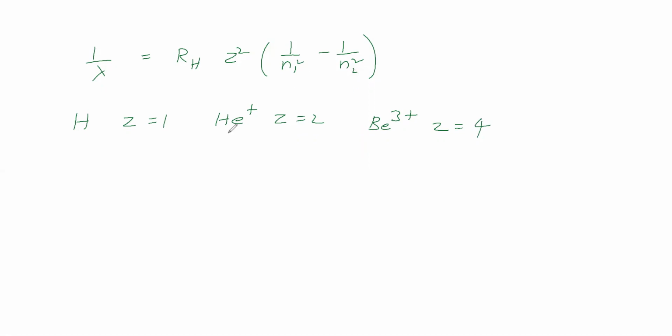What are N1 and N2? Remember that N1 is the lower level and N2 is the higher level. By substituting this lower level N1 and higher level N2, we can find the wavelength. To substitute these, Niels Bohr gives what is the value for N1 and what is the value for N2.